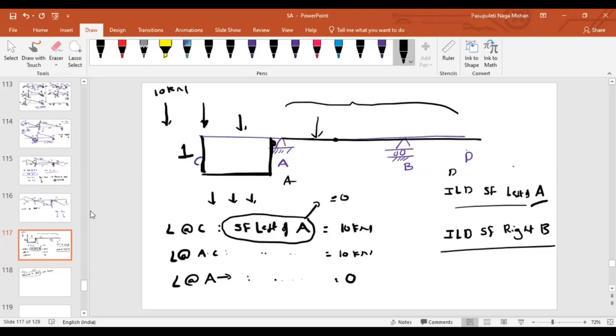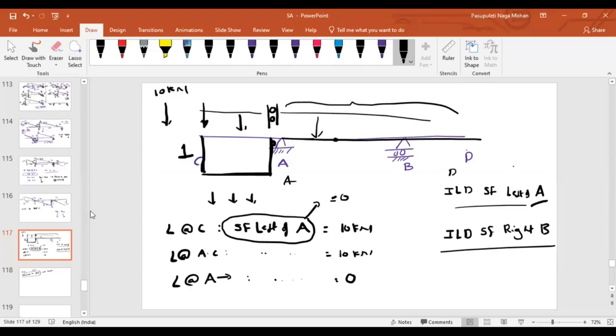That's why wherever there is a support, what we will do is draw just to the left of that support or just to the right of that support. As in this case, if I want to draw to the left of A, I want to release that force only. If I want to release the shear force only, for that I will replace it with this type of support.